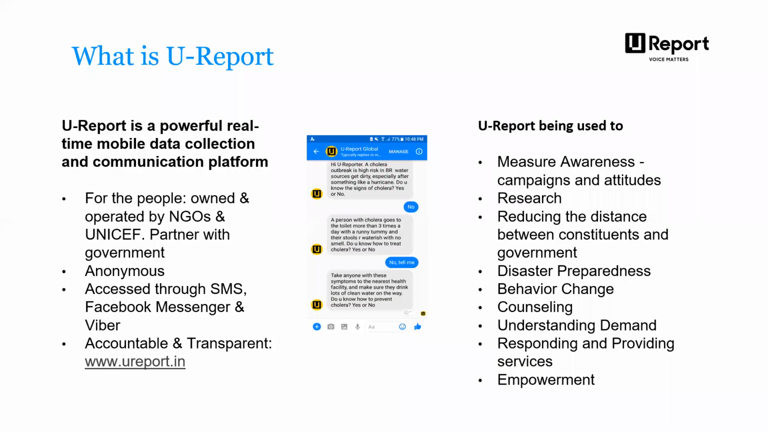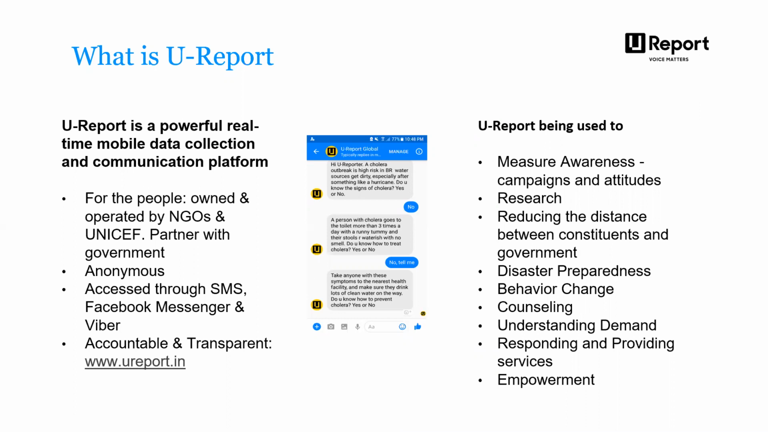For those who may not be familiar with UReport, it is one of UNICEF's flagship social messaging programs, and a powerful real-time mobile data collection and community engagement platform. We like to say that UReport, even though it's powered by UNICEF, is for the people. It's owned and operated by NGOs and UNICEF, and we partner with government. It is anonymous to the user. Over our close to a decade lifespan, we've evolved from purely SMS-based to being integrated across all the major social media platforms like Facebook Messenger, Viber, WhatsApp, etc. And we really ensure that we are accountable and transparent.